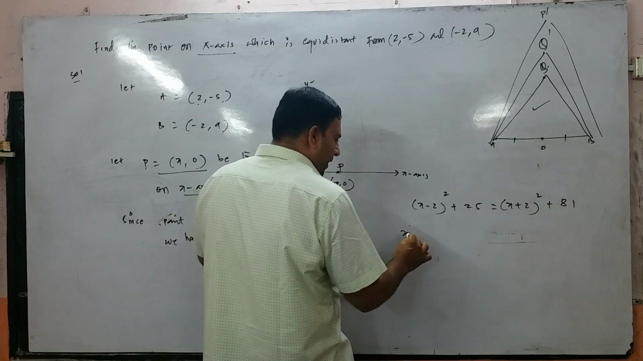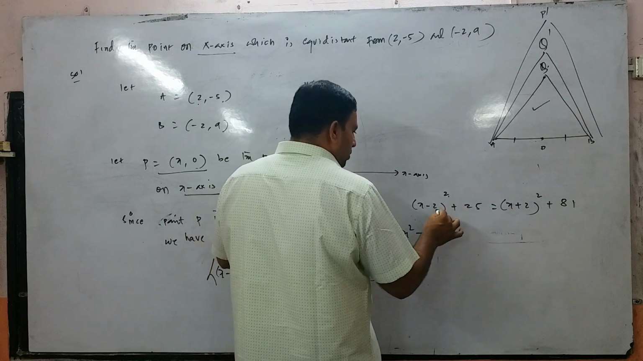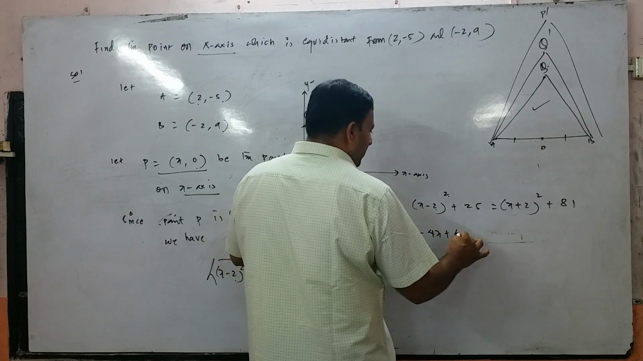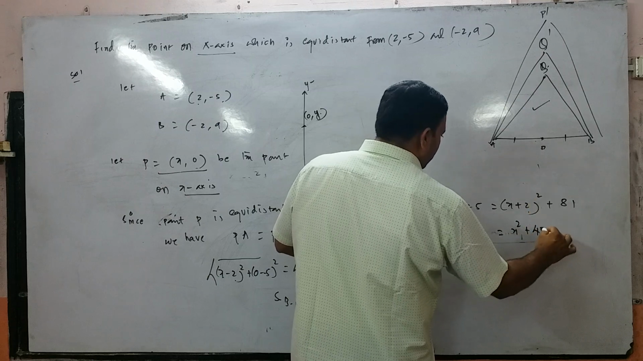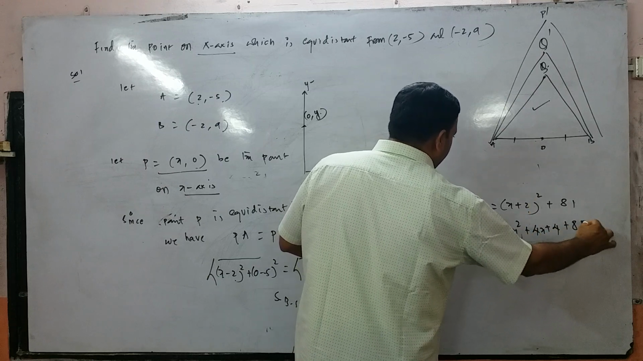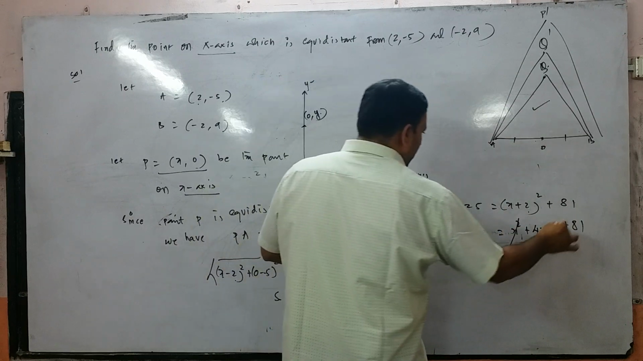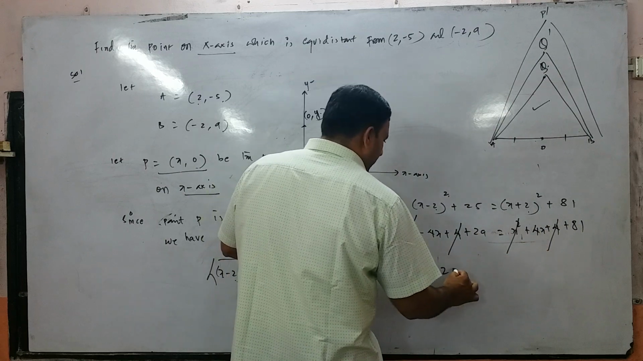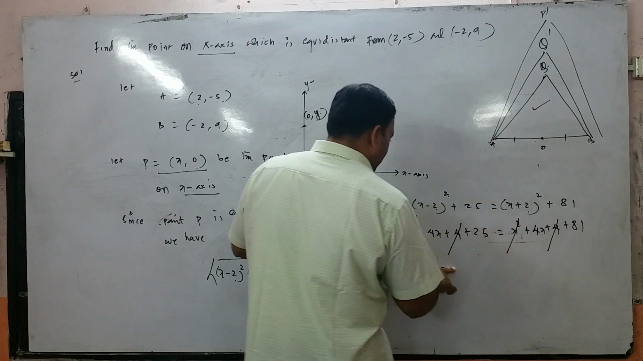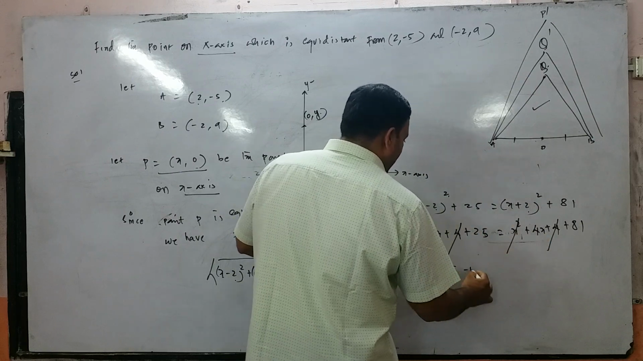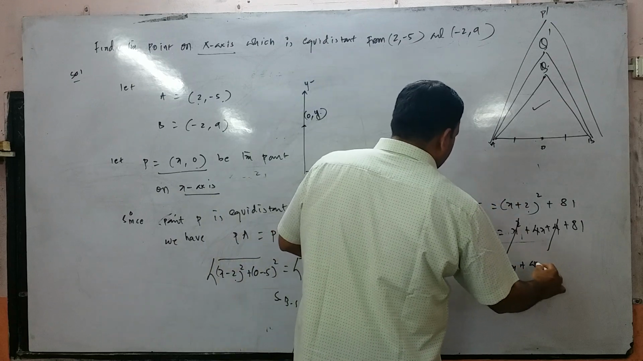Let us square this. What is a minus b whole square? a square minus 2ab plus b square. So x square minus 4x plus 4 plus 25 is equal to x square plus 4x plus 4 plus 81. Now here you can cancel x square and x square. You can cancel 4 and 4. Now I will write 25, I am sorry. 25 minus 81 is equal to 4x, and this minus 4x will go that side. It will become plus 4x.